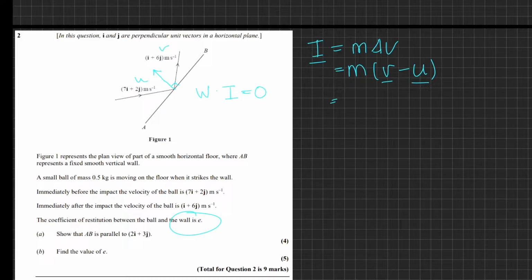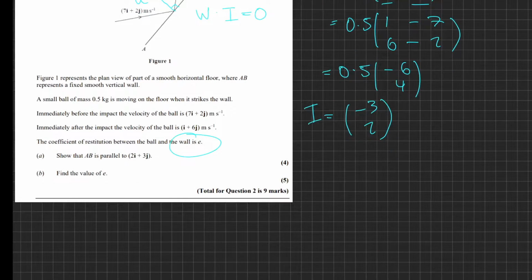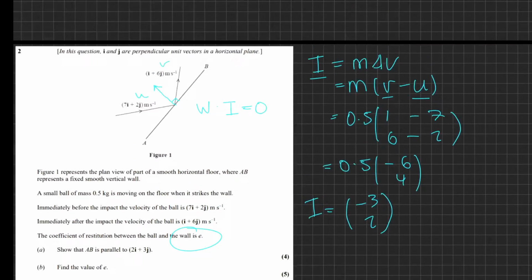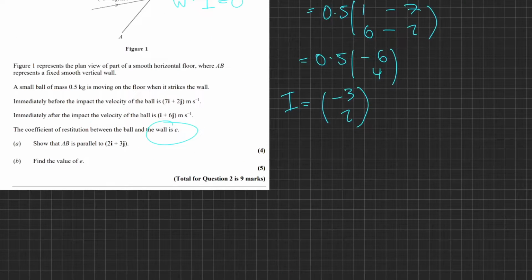So the impulse on the ball is given by the mass, 0.5 kilos, times the change in velocity. The final velocity is (1, 6) and the initial velocity is (7, 2). So we get a half times (1 minus 7 is minus 6, and 6 minus 2 is positive 4). So we get (minus 3, 2). This is a vector parallel to the impulse. In fact, this is the impulse because we've used the impulse equation to determine it. So this is the impulse on the ball, (minus 3, 2).